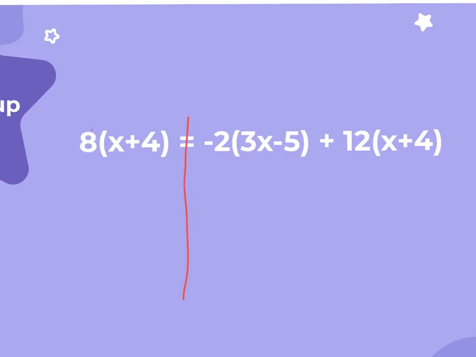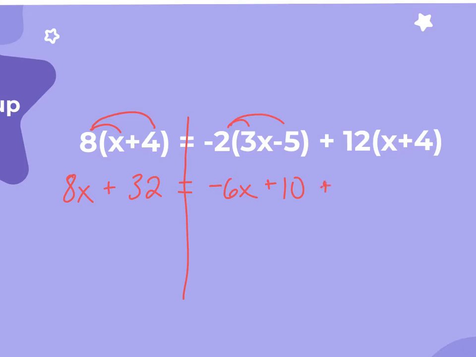This 8 is being multiplied by what? X. So 8x. And what else? Times 4. And what is 8 times 4? 32. On the right side, we've got some more distribution. Negative 2 times 3x. Negative 6x. And negative 2 times negative 5. Plus 10. Good.